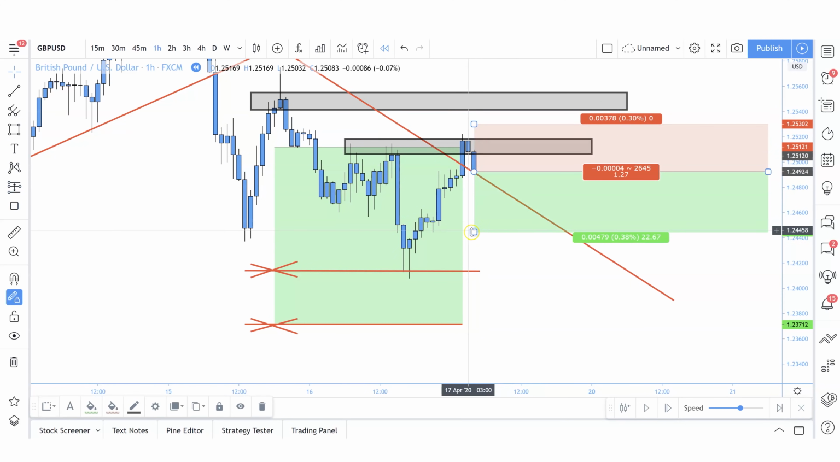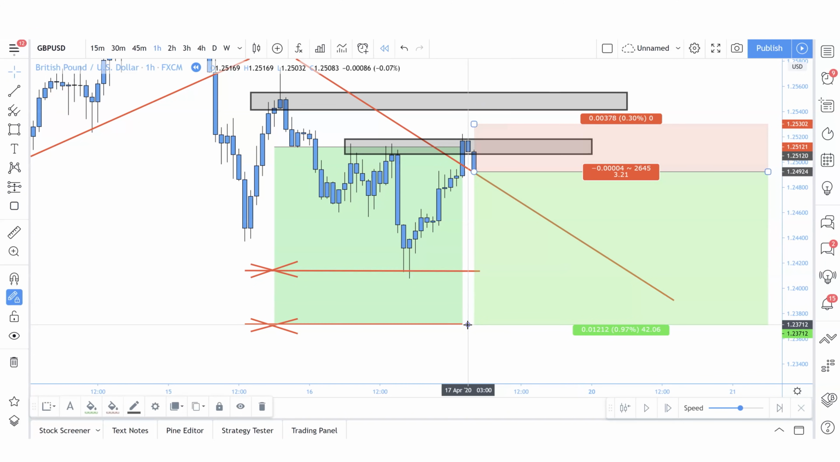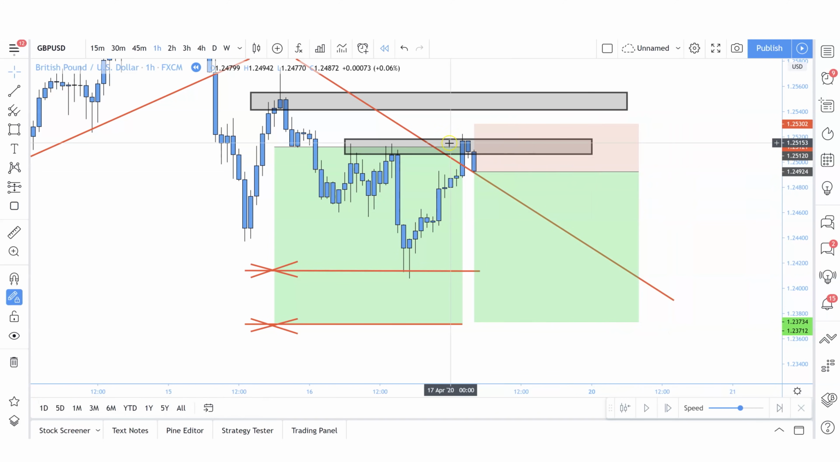We have a better stop loss here. A nice 1-to-1 range here. And we can still go for our target 2 and target 3 down at these structure levels with a nice 1-to-3 risk reward ratio. I'm going to wrap this up on this trade.